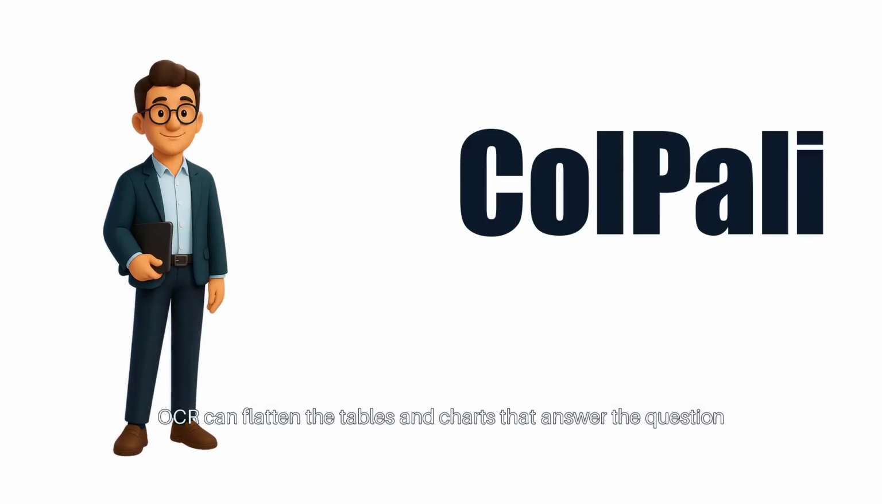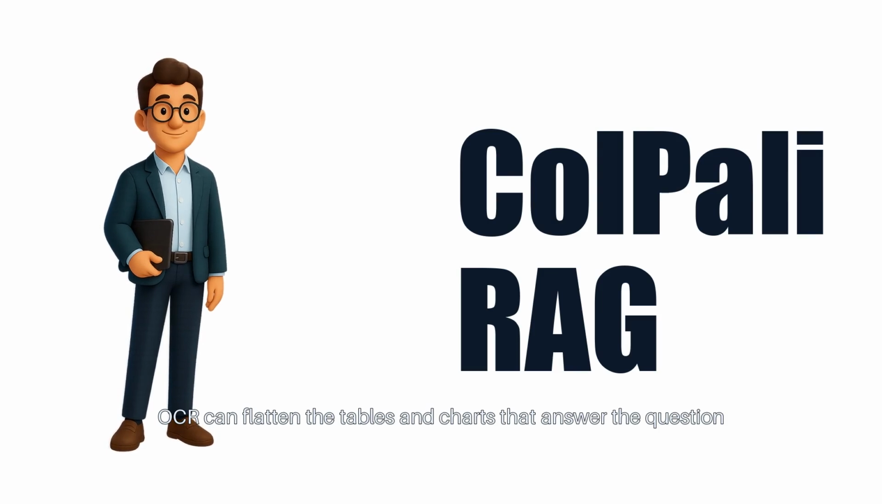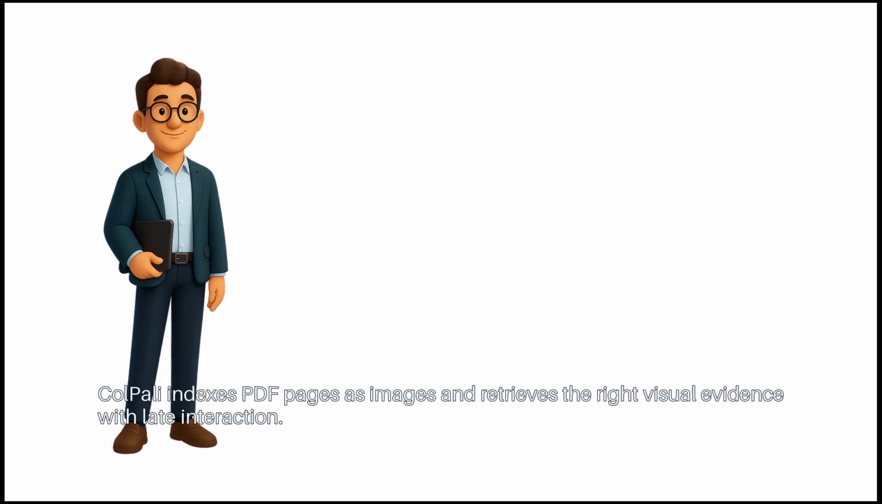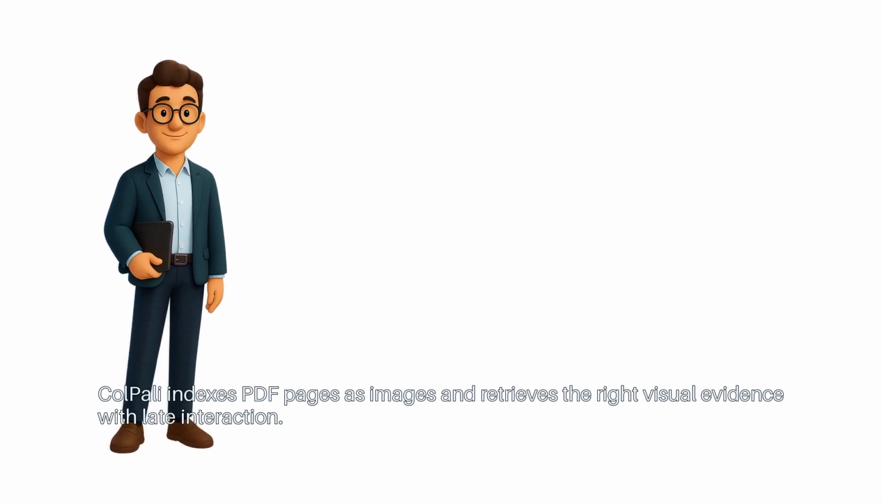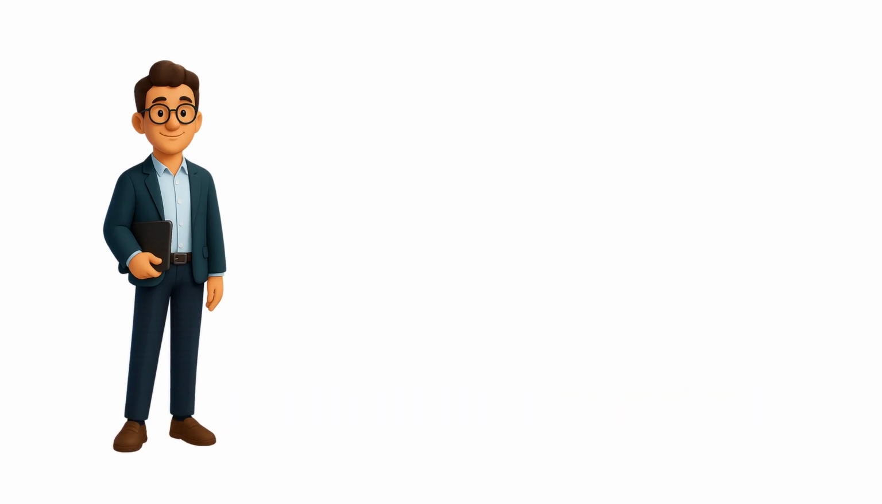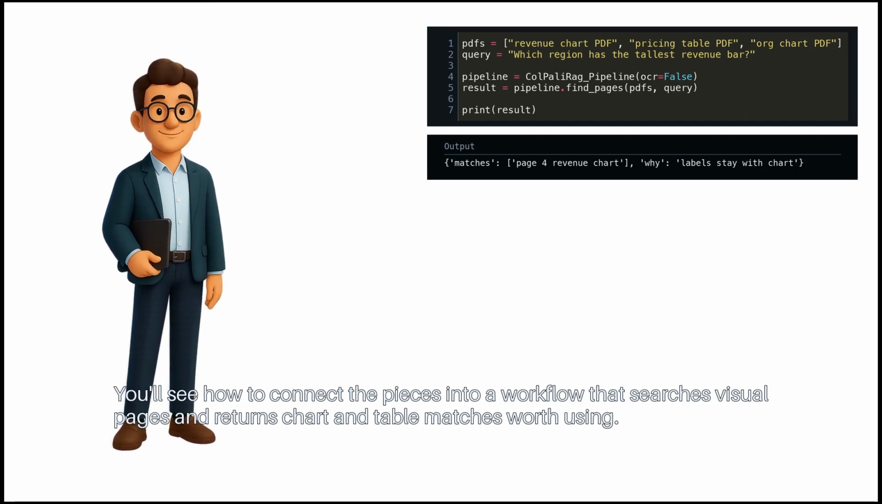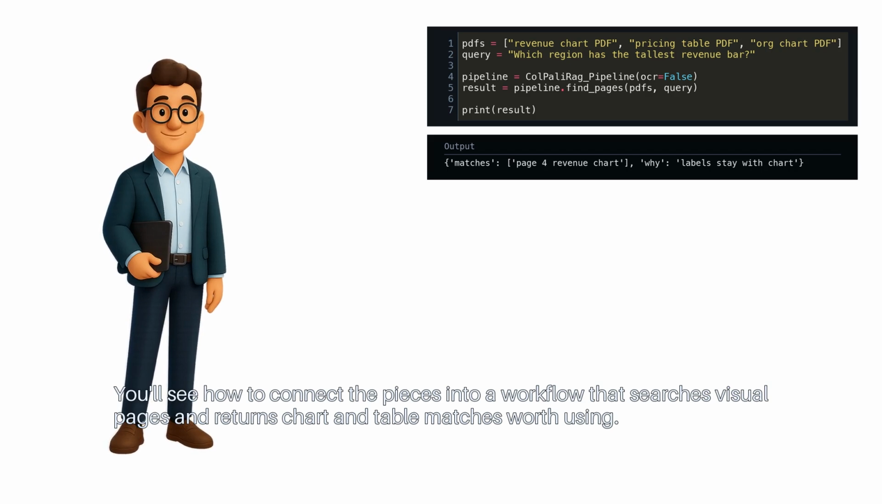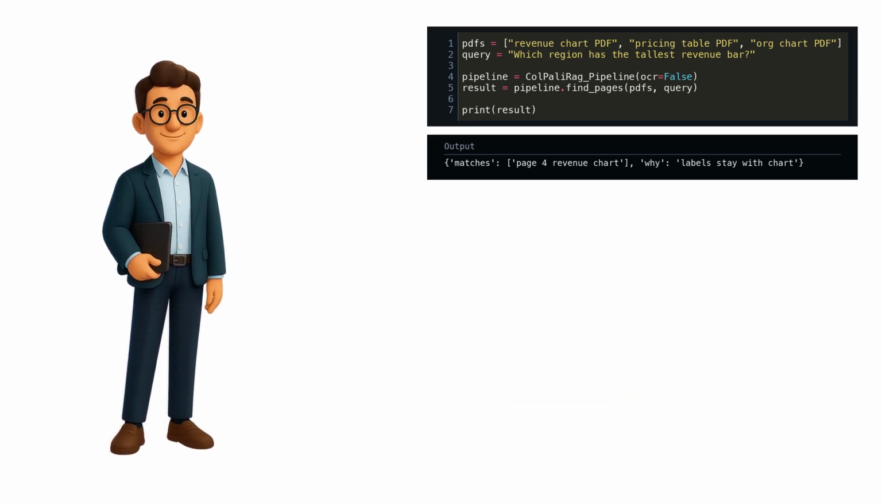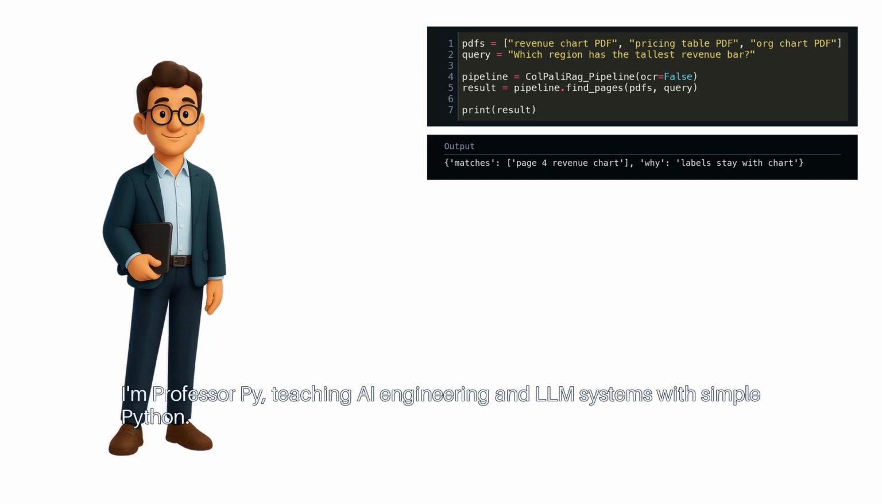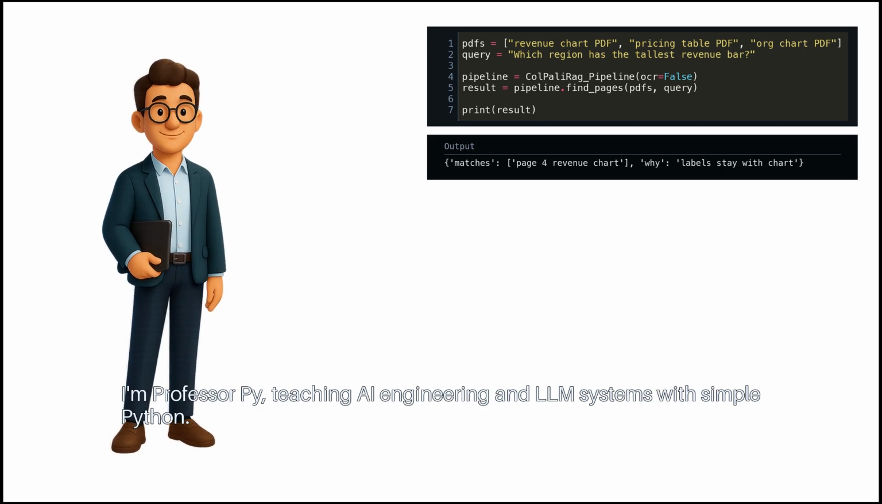OCR can flatten the tables and charts that answer the question. ColPali indexes PDF pages as images and retrieves the right visual evidence with late interaction. You'll see how to connect the pieces into a workflow that searches visual pages and returns chart and table matches worth using. I'm Professor Pi, teaching AI engineering and LLM systems with simple Python.